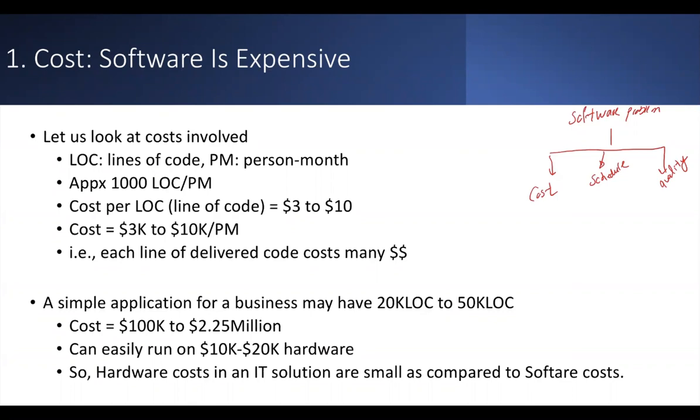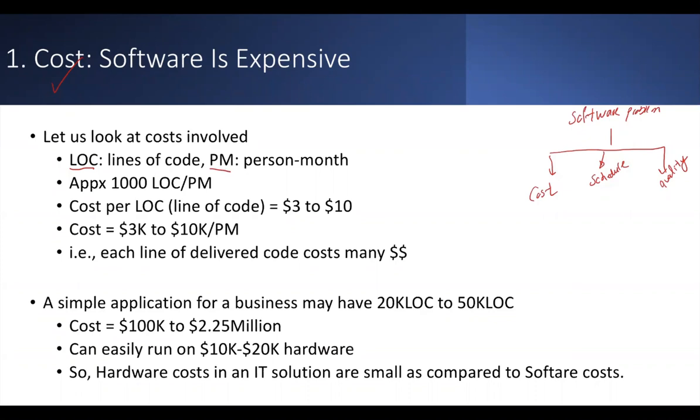The first one is the cost. Is software really expensive, maybe when we compare it to hardware development? Let's have a look at this. Let's look at the set of costs, whether direct or indirect, that are involved in the development of software. We use two factors to define costs in software development. The first one is LOC, which stands for lines of code. The second one is PM, which stands for person-months.